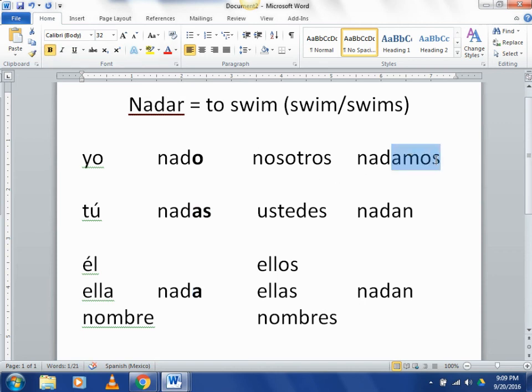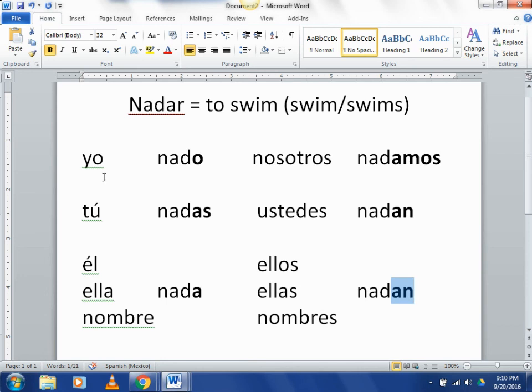So the information in bold is what the students really need to memorize, and they need to associate it with the person or pronoun that they see. So we want to organize in our mind that the ending amos always goes with nosotros and nothing else. The ending as always goes with tú. So your endings are o, as, a, amos, an, and once again, an.